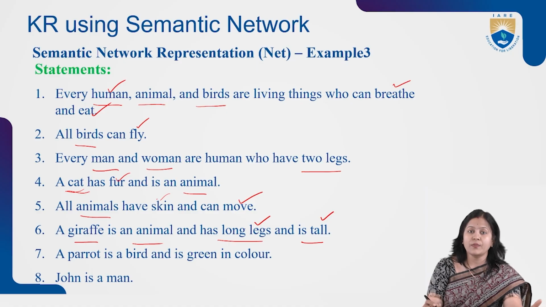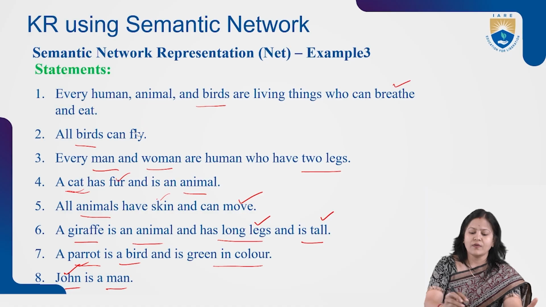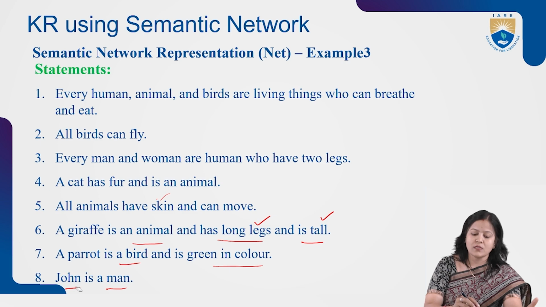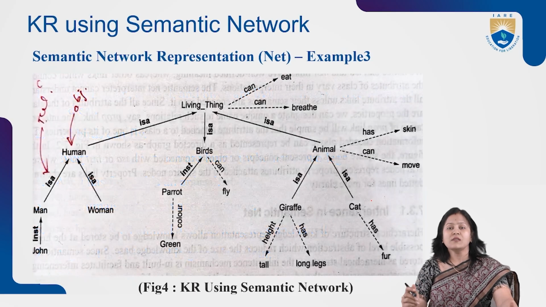A parrot is a bird. Parrot is an instance of bird. So these are two classes you can create, and is green in color. So color is the property. John is a man. So John is a class and man is also a class. All these things we have to represent with the help of a semantic network, with nodes and arrow marks, and dotted arrow marks for all the attributes, and class and subclass. Now we'll see.